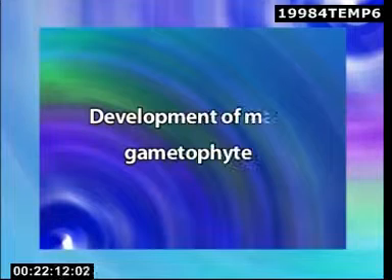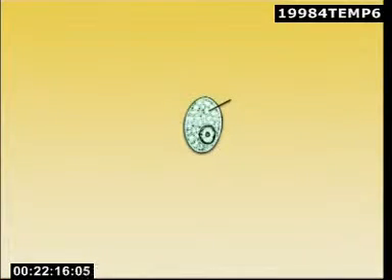Now gametophytes. First, male gametophyte. The microspore is the first cell of male gametophyte. It starts developing into male gametophyte within the microsporangium. Development of male gametophyte. The microspore germinates in situ, that is within the microsporangium.